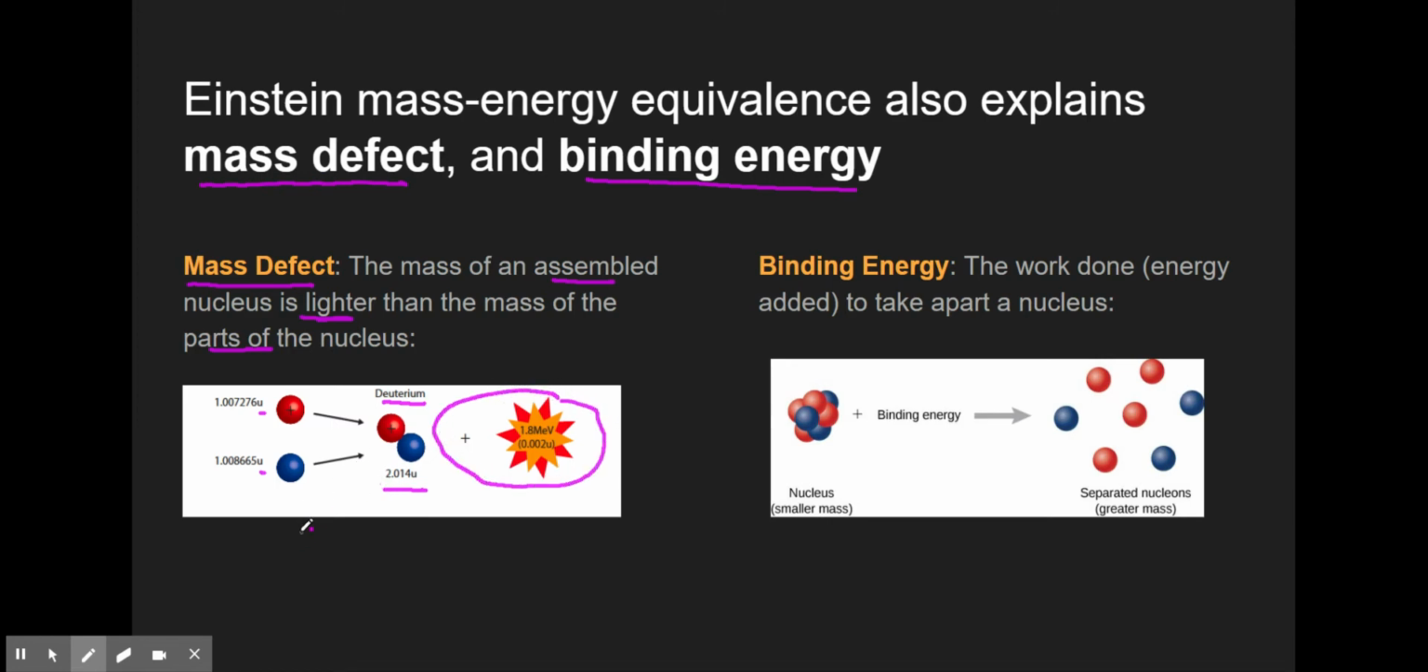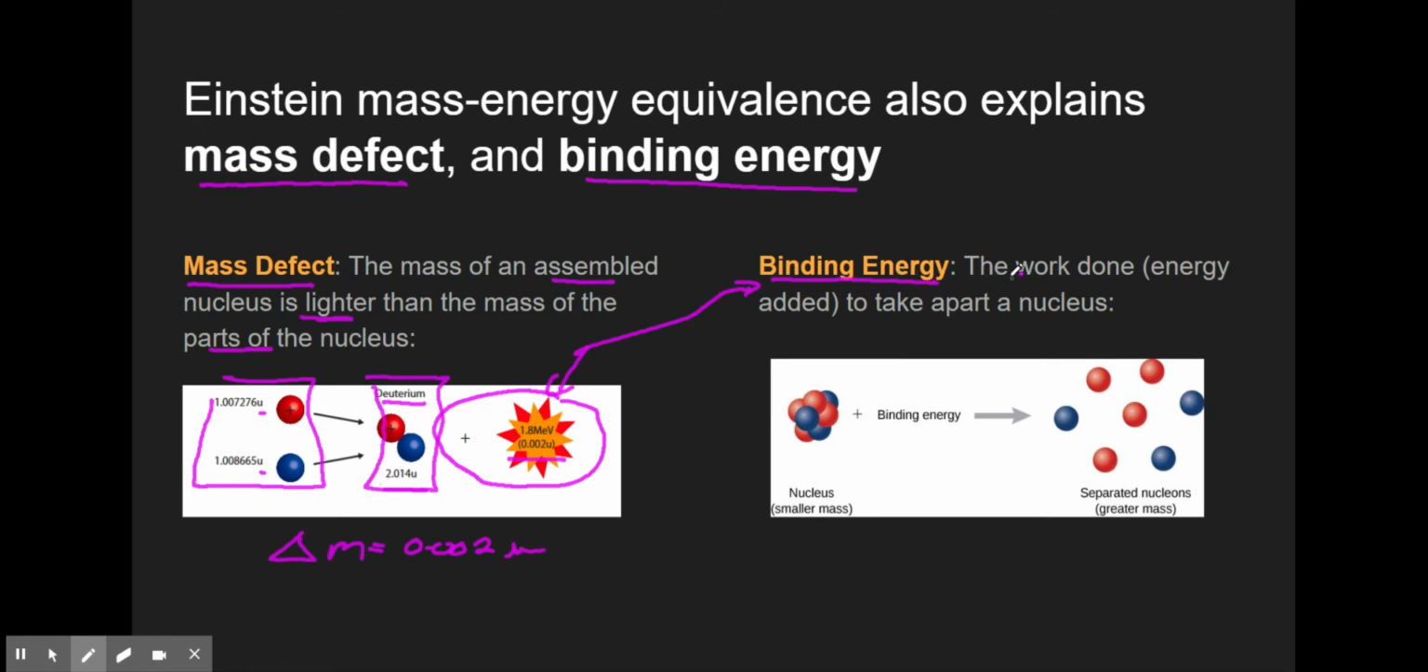So the mass defect, sometimes called delta M, is really the difference between the mass of the assembled nucleus and the mass of the parts of the nucleus. So we call that the mass defect. Now, the binding energy is this energy right here that is released in this kind of process when you convert some of the mass that you started with, the missing mass, into the form of energy. And so we get the equivalent of the missing 0.002 atomic mass units. So again, if you want to look at the numbers, you add these up, there's more mass here than there is mass here. The missing mass was converted to 1.8 mega electron volts of energy.